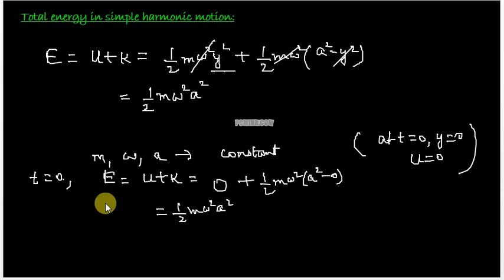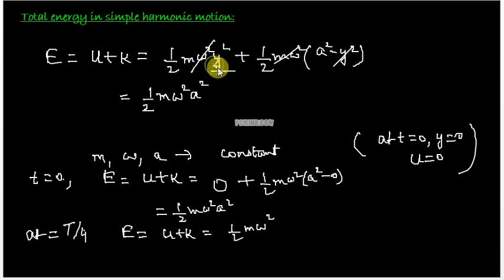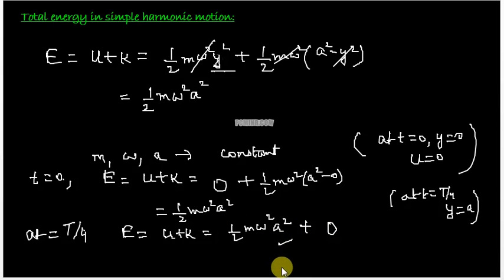If we talk of, say, the particle at t by 4, at that time the displacement is equal to the amplitude. So we have at t by 4, that means 1/4 of the complete cycle, your energy would be u plus k again, but this time it would be half m omega square. In place of y, I would put it as a, because at t equal to t by 4, my y is equal to the complete displacement, maximum displacement, amplitude. So this will be a square, and this bracket will become a square minus a square is 0. So again it is half m omega square a square.